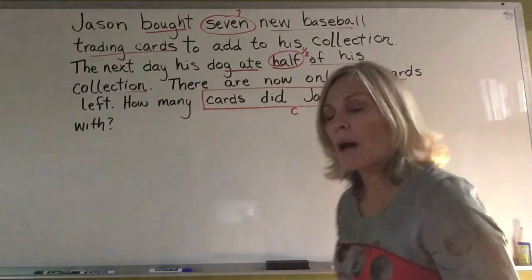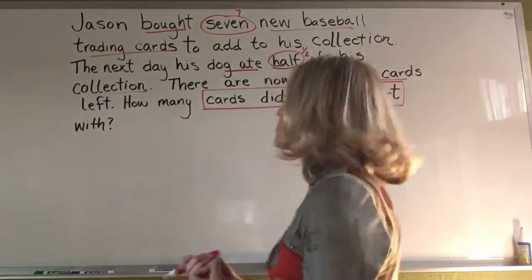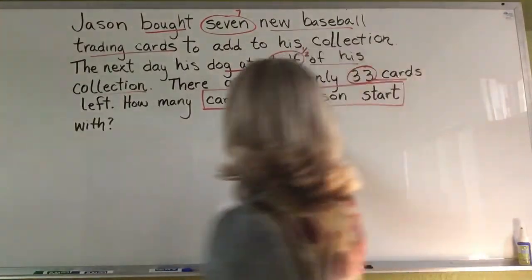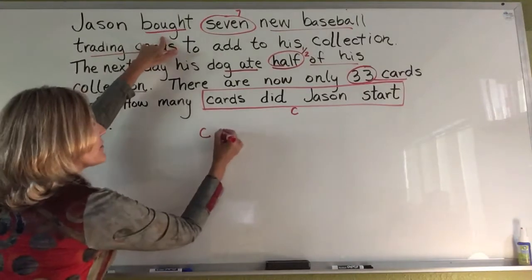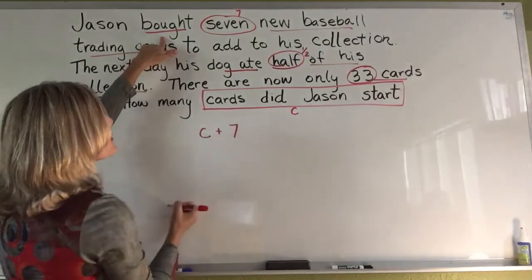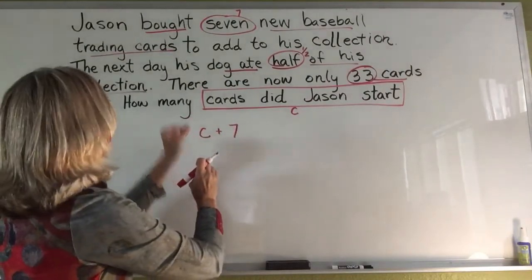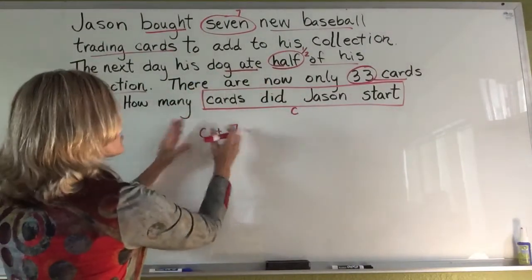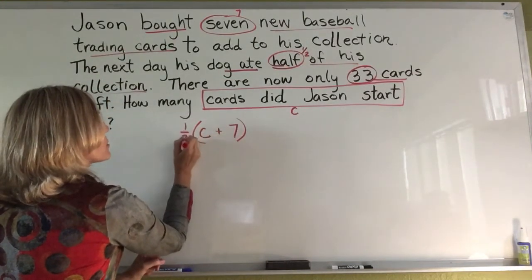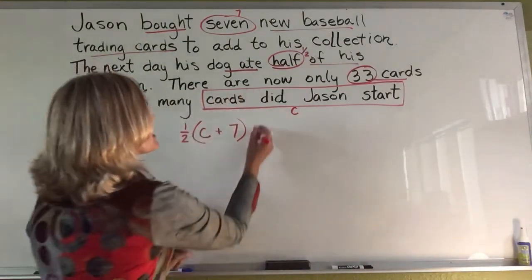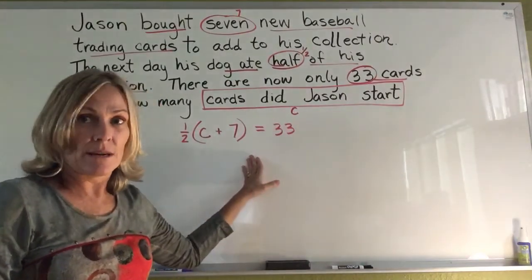So let's set up this problem, walk through it just like you were a character in the problem. What did Jason start with? He started with a stack of cards. So we're going to go ahead and write a C down. And then what happened? He bought 7 more. So we're going to add 7 cards to that. So you can picture these. These are all in his collection now. The next day, his dog ate half of the collection. So he ate half of everything that he currently has. So we're going to multiply that by 1/2. And it says now there are 33 left. This is one way to set up the problem.